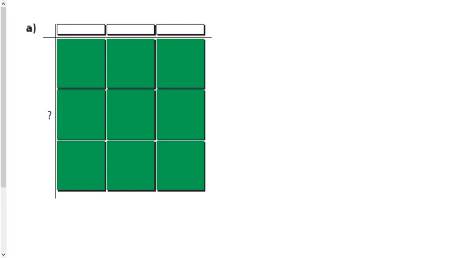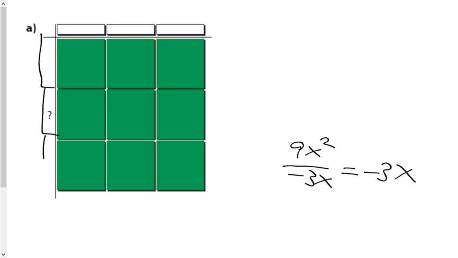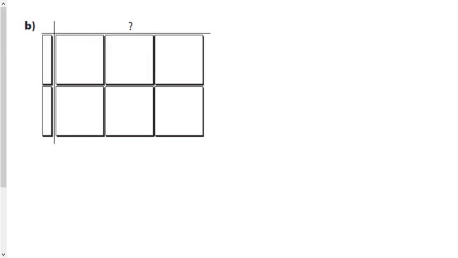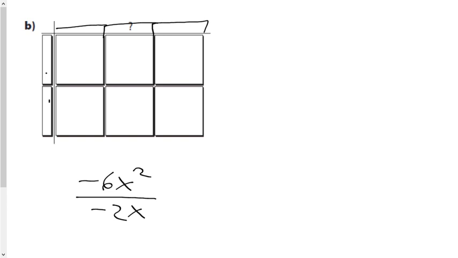What number is this? I forgot to put the number in there. 12. Again, same thing. So 9x squared divided by negative 3x equals negative 3x. That's the missing side here. B, negative 6x squared, which is your area, divided by the side I know, which is negative 2x, equals what? Are these going to be positive or negative? Positive, because a positive times a negative is a negative, equals 3x.